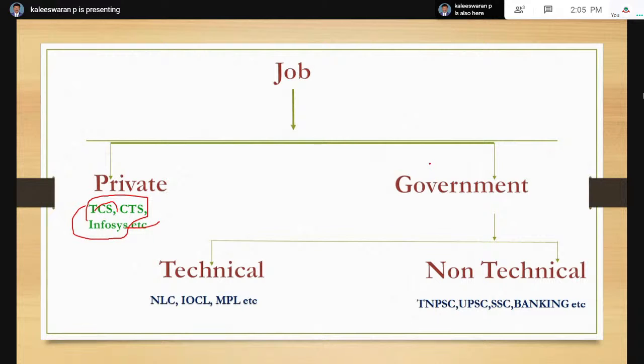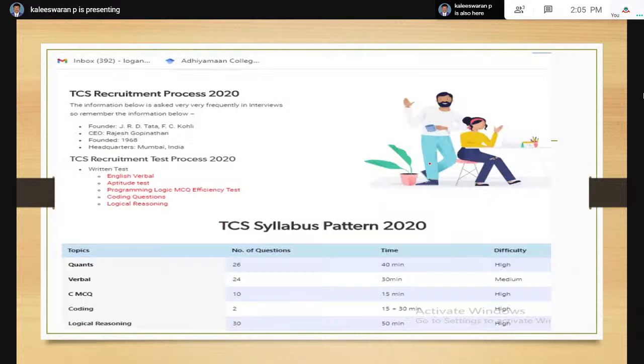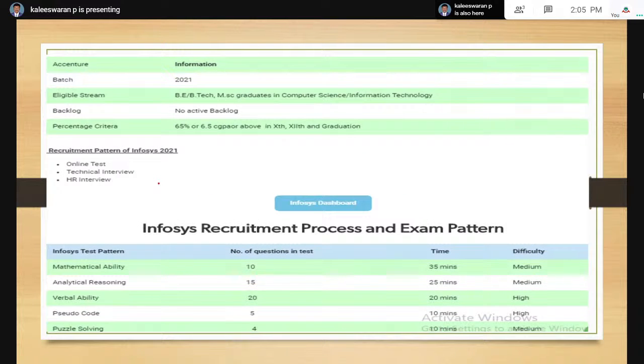I have taken some screenshots from the websites. This is a screenshot I have taken from the TCS official website. In the TCS recruitment process, you can see that in the first round they conduct written exams. Aptitude is one of the portions. This is the TCS syllabus, and this is the Infosys selection process.